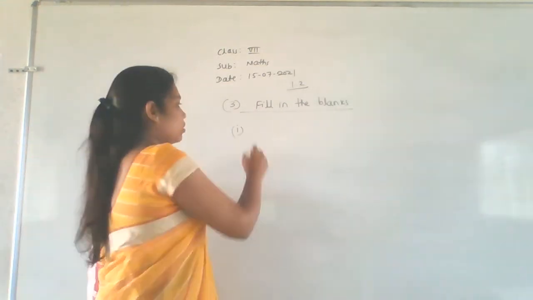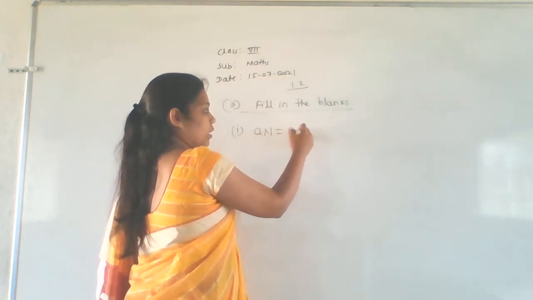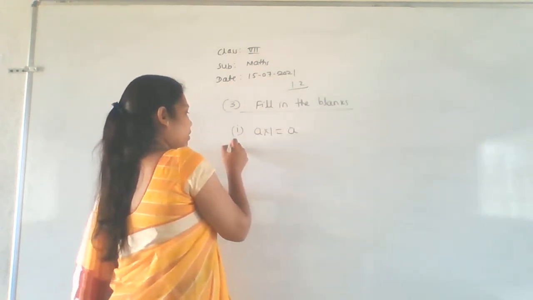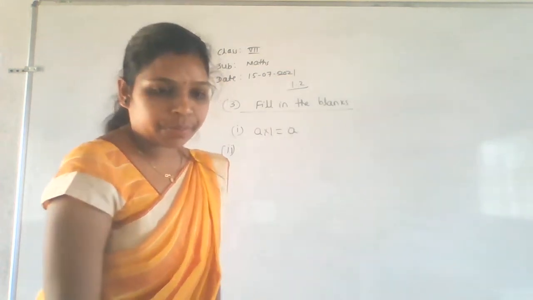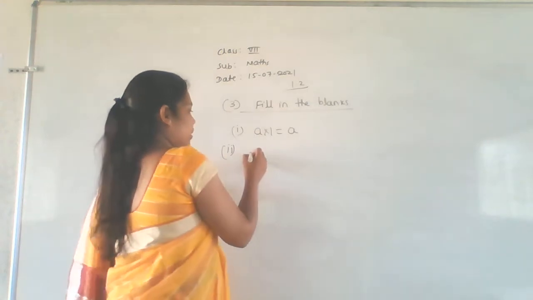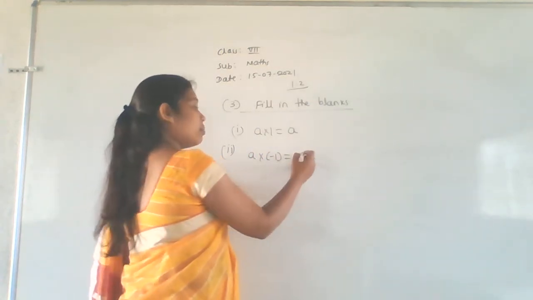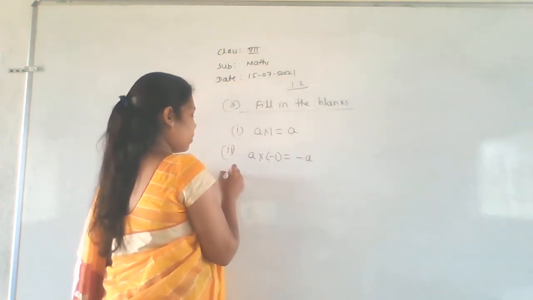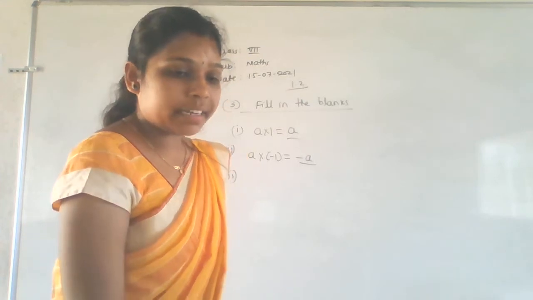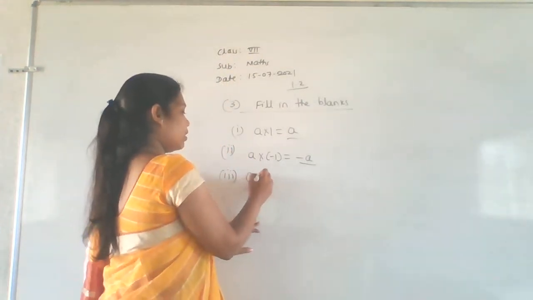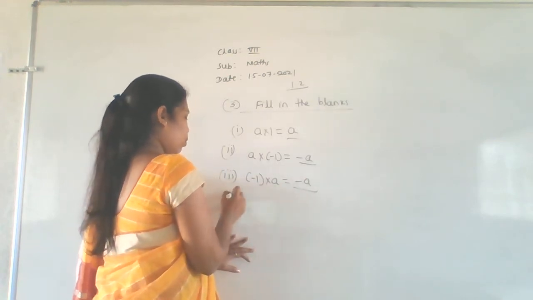A into 1. A into 1. What can we write? A. Okay. Next, second one. Or else you can write 1 into A also. Both are correct. And next, A into minus 1. What is the value? A into minus 1. Minus into plus is minus A. Okay. And now the third one. What is the third question here? Minus 1 into A. Minus 1 into A. That will be minus A only. Next, fourth one.